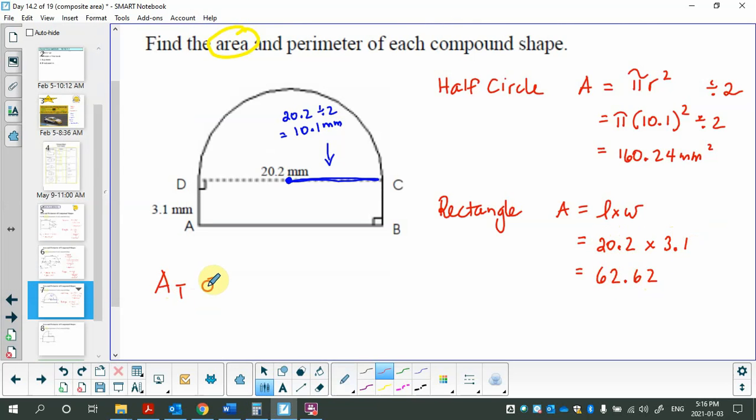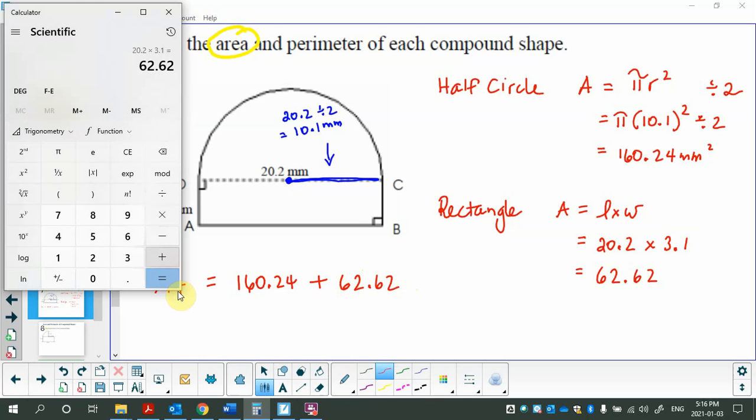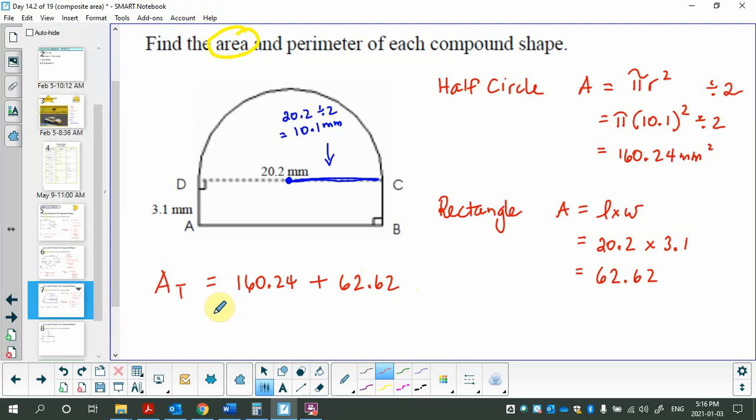So my total will be 160.24, my half circle, plus my entire rectangle, 62.62. And again, I'm going to have to add backwards, not that it matters. So 62.62 plus 160.24 equals 222.86. 222.86 millimeters squared. And do you see what I did? I forgot that here. And it doesn't matter one bit as long as I have it in my final answer. So I'm going to leave it not sitting here.